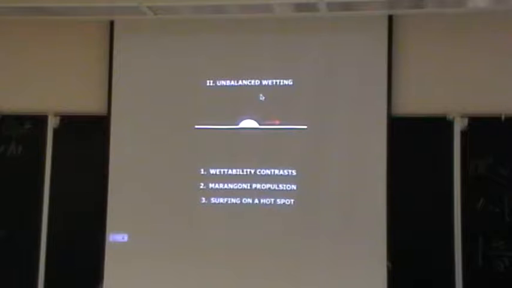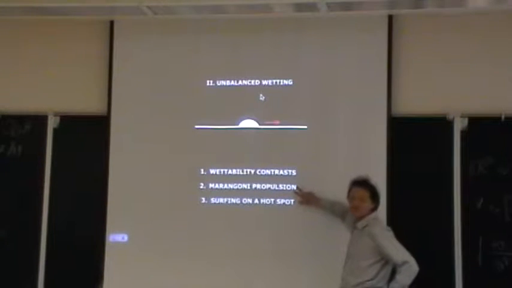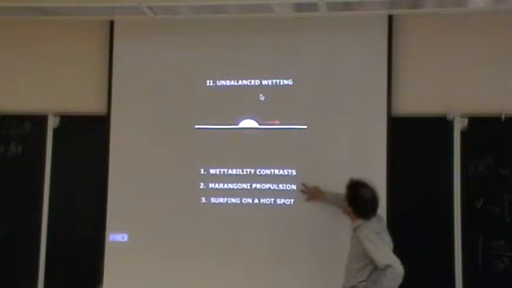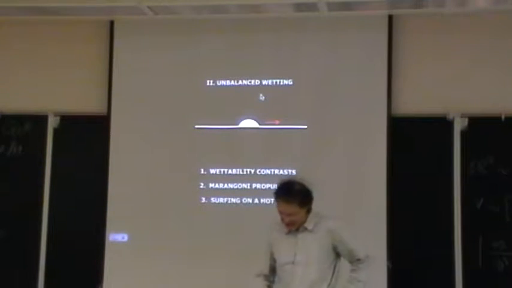And so I will give 3 examples. One is about wettability contrast, one is about Marangoni propulsion, because we are very good experts in Marangoni things thanks to Kate, and one is something that I call surfing on a hotspot, which is a very nice challenge. So the first case is a bit academic, apparently, and the simplest way of thinking of this question is to say, well, if I have a solid which is hydrophobic on the left, hydrophilic on the right, there is a very well-defined boundary between these 2 domains.